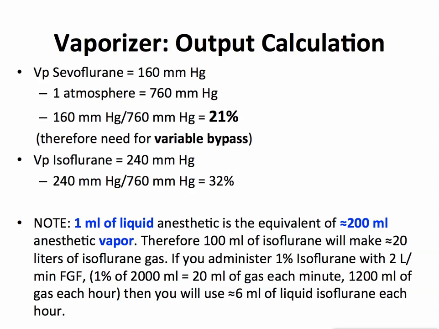So let's look at this vaporizer output calculation in the case of sevoflurane, where we said the vapor pressure was somewhere around 157, 160. What would be present inside that closed chamber at equilibrium would be 21% sevoflurane. Therefore, again, the need for a variable bypass vaporizer. In the case of isoflurane with a vapor pressure of 240 over 760 at equilibrium, the gas concentration of that closed vaporizer would be 32%. Again, a need for a variable bypass vaporizer.